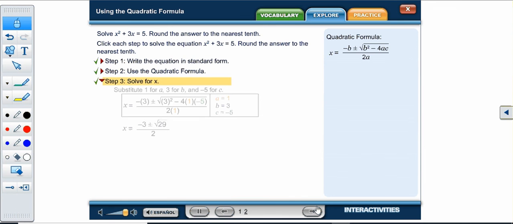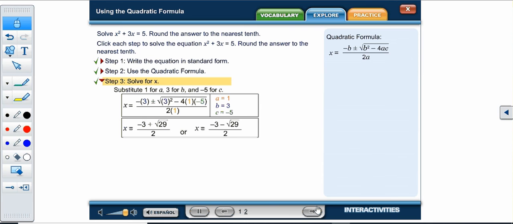Step 3. Solve for x. Simplify. x is equal to negative 3 plus or minus the square root of 29, all divided by 2. Write as two equations. x is equal to negative 3 plus the square root of 29, divided by 2, or x is equal to negative 3 minus the square root of 29, divided by 2. Notice you end up with two solutions because of the plus or minus.